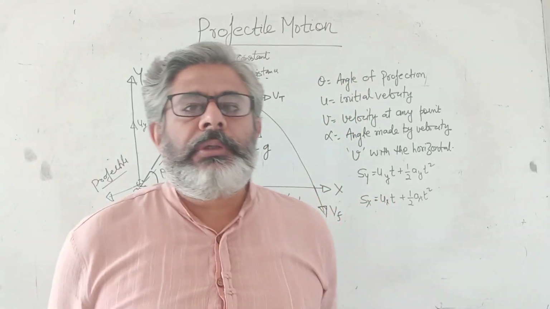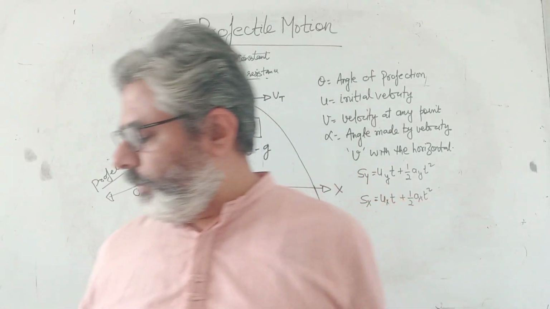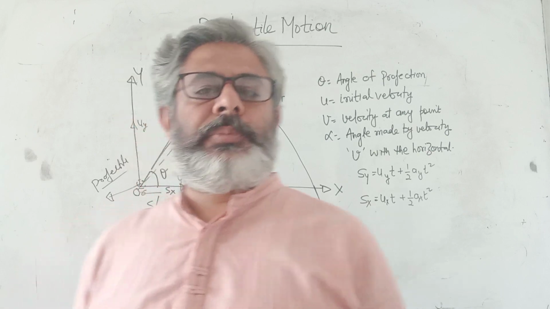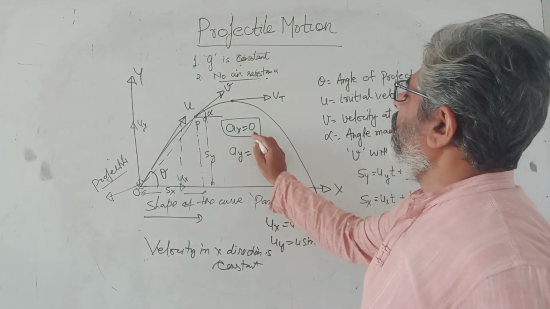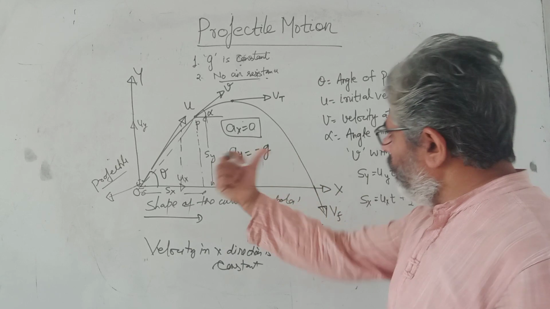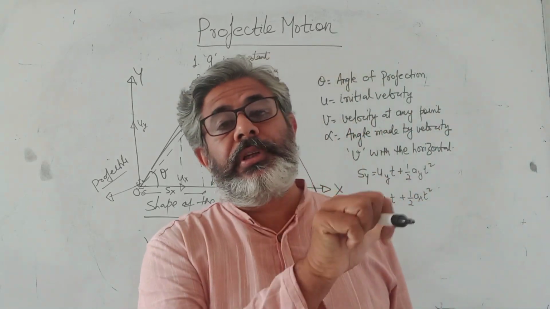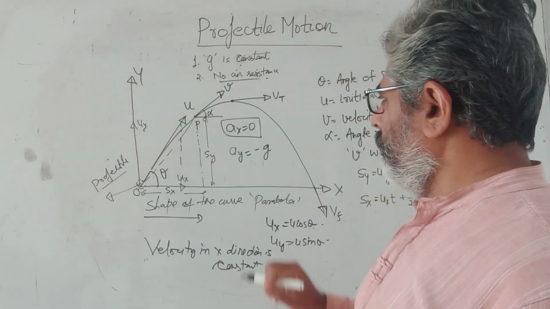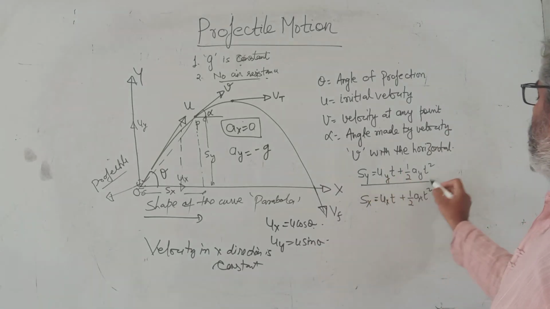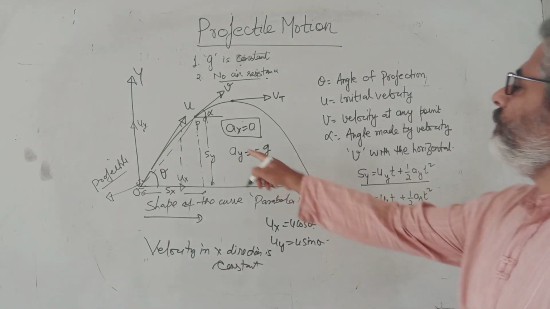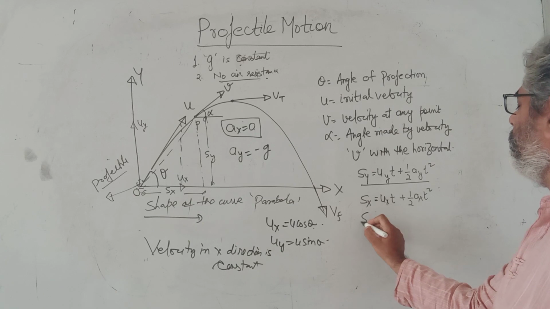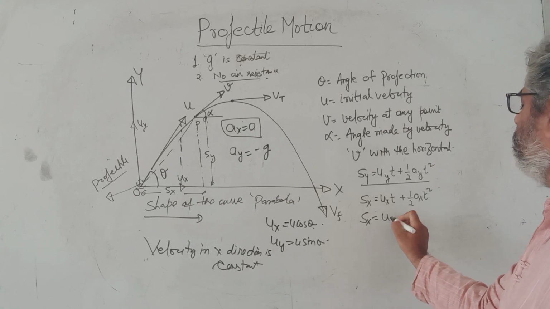So dear students, I will continue with the second part of this. What I was telling you in the first part was that this acceleration is zero in this direction, so velocity in x direction is constant, it never changes. And these two equations I had written. Now clearly, since ax is 0, this equation becomes sx equals uxt.